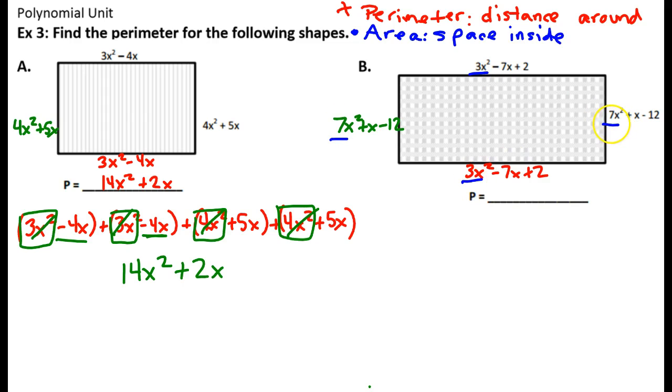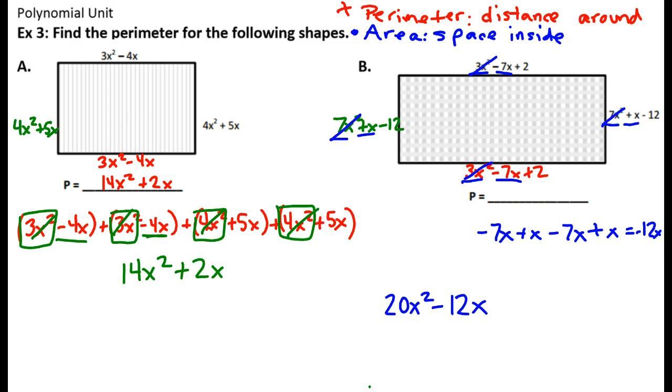So 3 plus 7 is 10x squared, plus 3 is 13x squared, plus 7 is 20x squared. So 20x squared total. If I add up all the x's, negative 7x plus x is negative 6x. Minus 7x would be negative 13x. Plus one more x would be negative 12x. So again, negative 7x plus 1x is negative 6x, minus 7x is negative 13x, plus x is negative 12x.